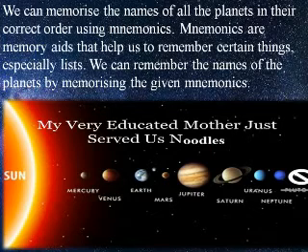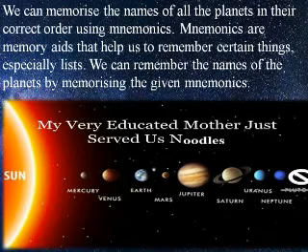Mnemonics are memory aids that help us to remember certain things, especially lists. We can remember the names of the 8 planets by memorizing the given mnemonic. My very educated mother just served us noodles. Mercury, Venus, Earth, Mars, Jupiter, Saturn, Uranus, Neptune.